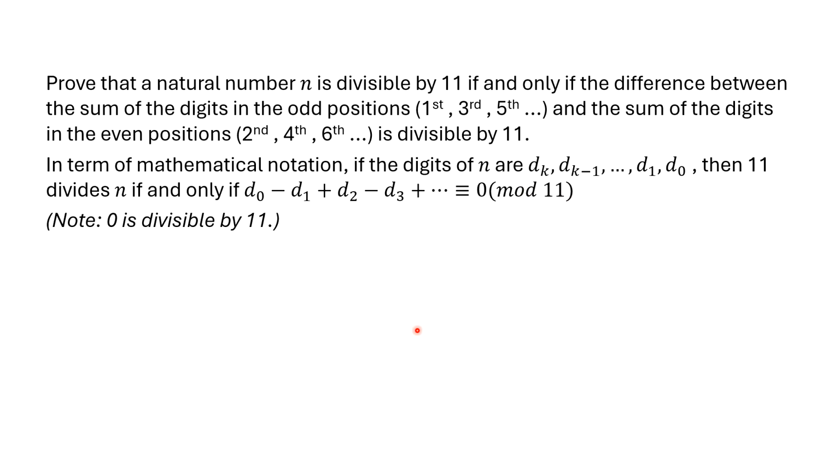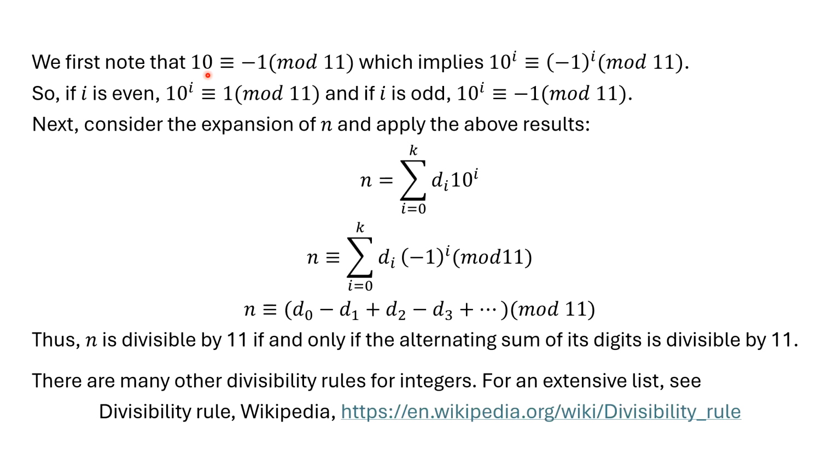Okay, so have a look at this and I'll give you the proof on the next slide. So we first note in terms of the solution that 10 is congruent to minus 1 mod 11. You can see that if you just add 1 to the other side, you get 11 is congruent to 0 mod 11, which is true.